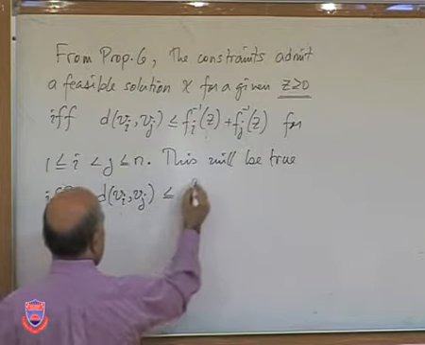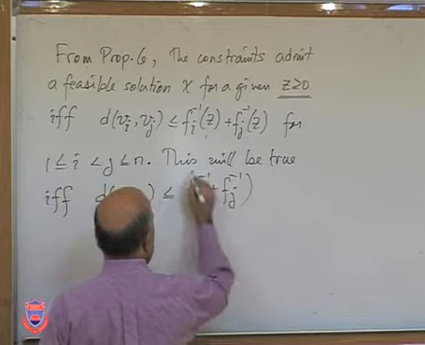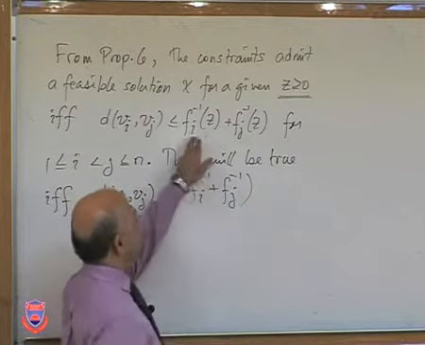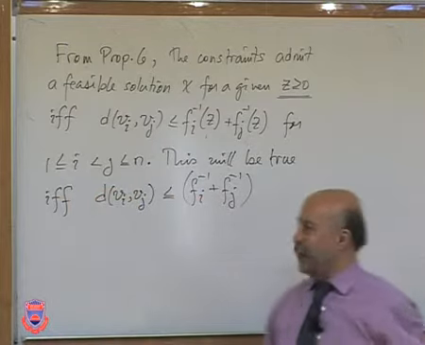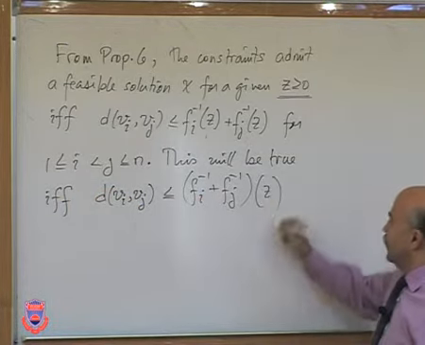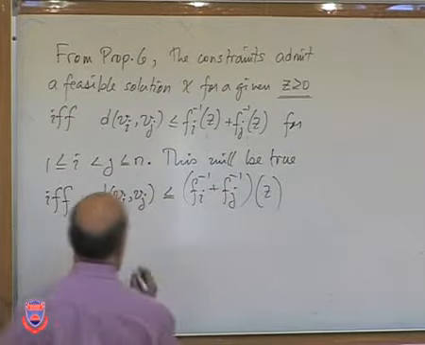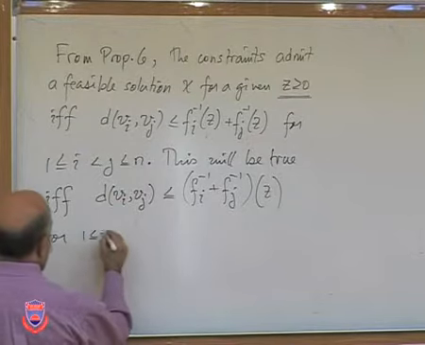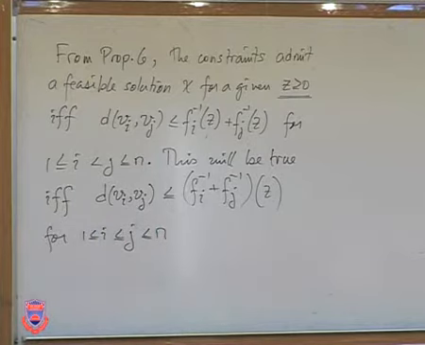this thing is, if you define the function fi inverse plus fj inverse, that's just the name of the new function, by the sum of fi inverse of z plus fj inverse of z, so this new function being evaluated at z, if and only if this holds true for i less or equal j less or equal n again. Okay?